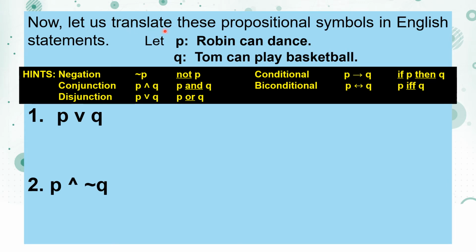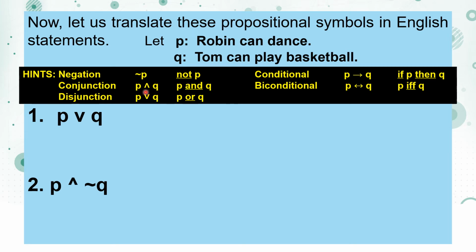Now, let us translate these propositional symbols in English statements. So we let P is the proposition, Robin can dance. Q is the proposition, Tom can play basketball. So I place my hints here so we could translate propositional symbols easily into English statements or vice versa. So if the symbol is this one, it is negation. And our keyword is the word not.